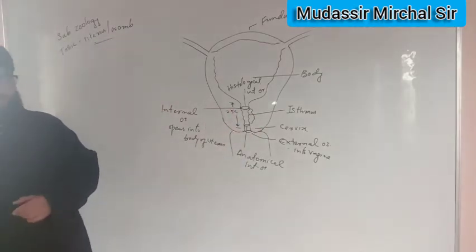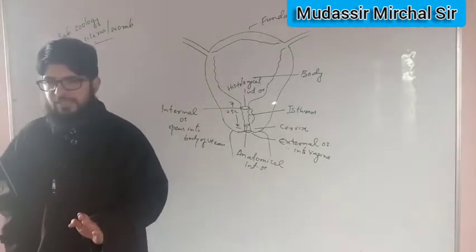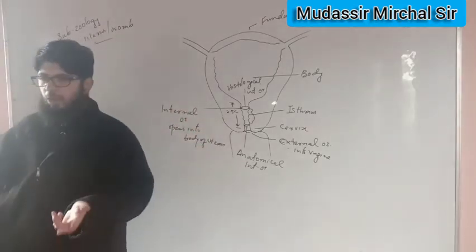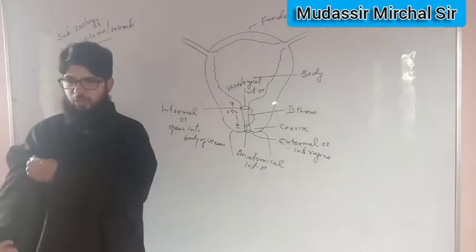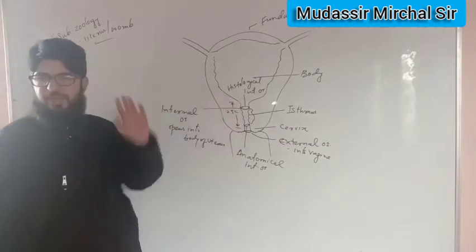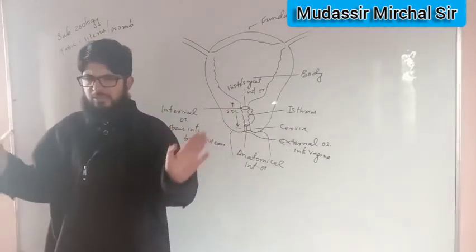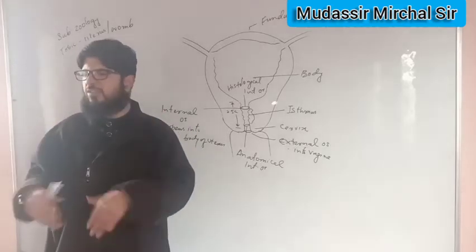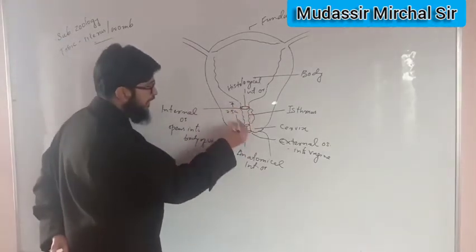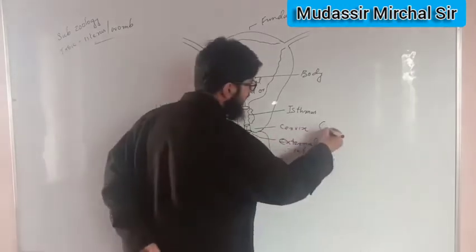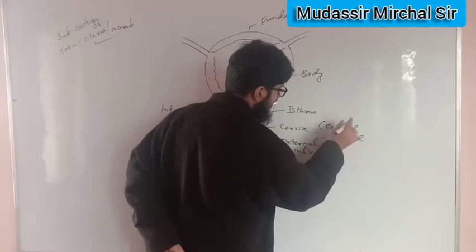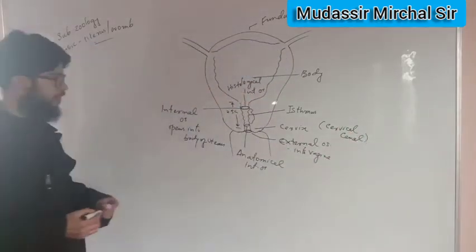Okay, but at your level, we do not discuss the isthmus or the anatomical and histological internal os. What we just tell you is that there is an external os and an internal os, and between them there is what we call the isthmus, or we simply call it the cervical canal. So any gap between the internal and external os is what we call the cervical canal. Okay.